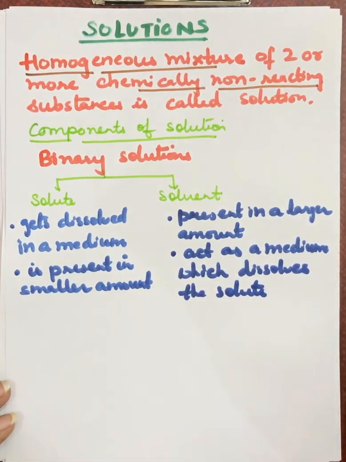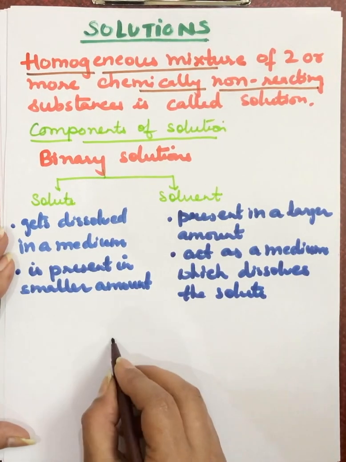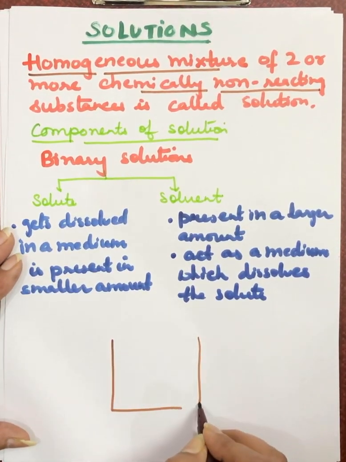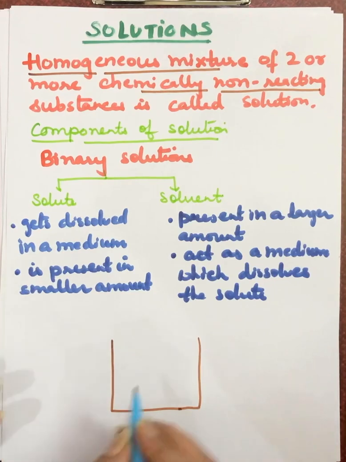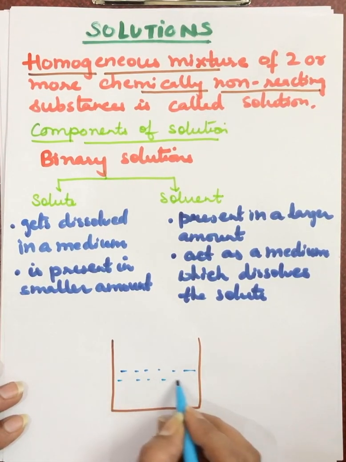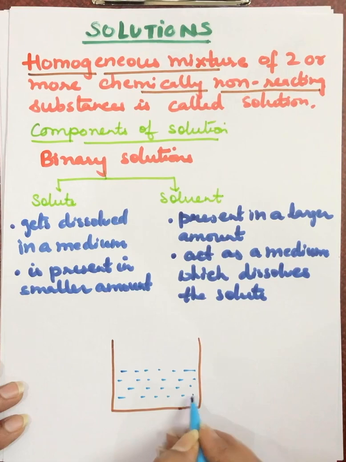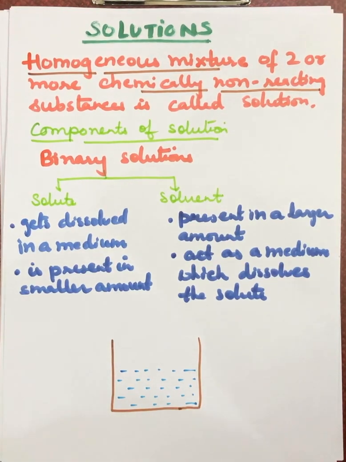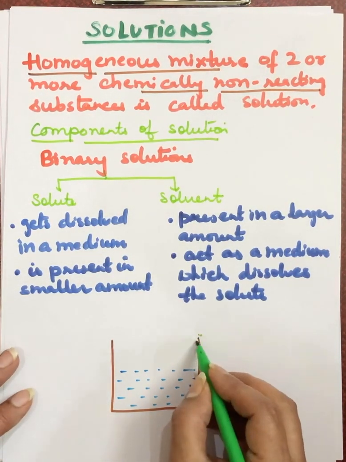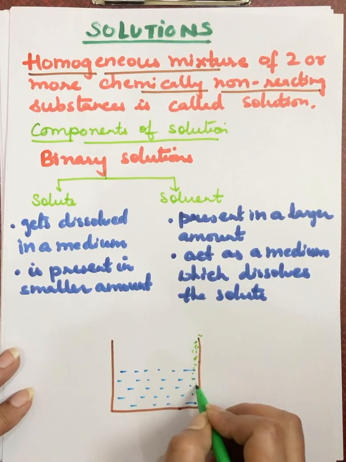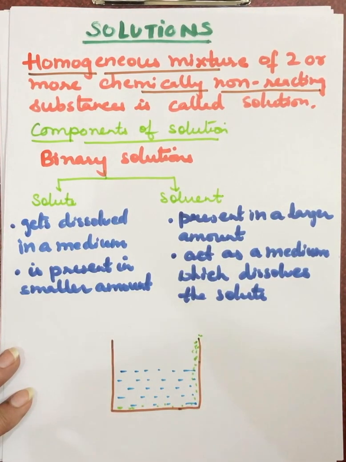Now, I'm taking an example for this. Let's take water in a beaker. We are taking water in this beaker, and to this water, we are adding some sugar. The sugar will go in this. But what will happen to this sugar? It will completely and uniformly dissolve in this water. We cannot see the sugar particles separate in this water.